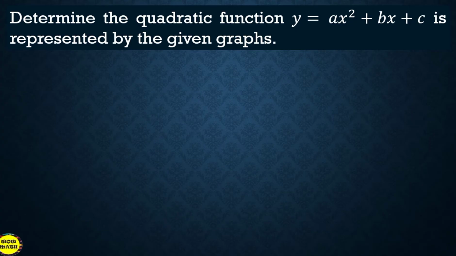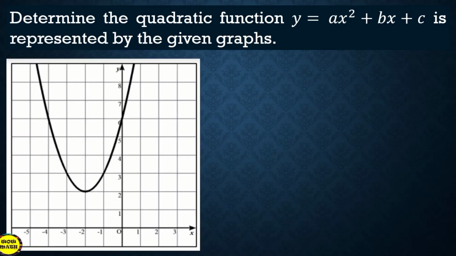Determine the quadratic function y is equal to ax squared plus bx plus c represented by the given graph. Okay, so as you observe, ano ba yung mas convenient na gagamitin nating points? Kanina may binigay na tatlong condition. So sabi sa tatlong condition, makukuha natin ang quadratic function kapag given yung graph using 3 points on the parabola, using the x-intercept and a point on the parabola, or using a vertex and a point of the parabola.